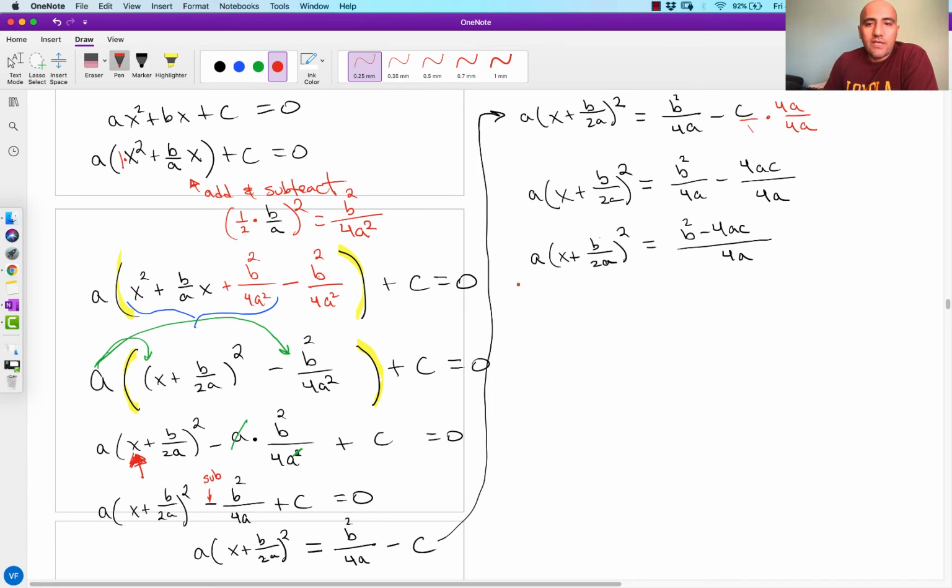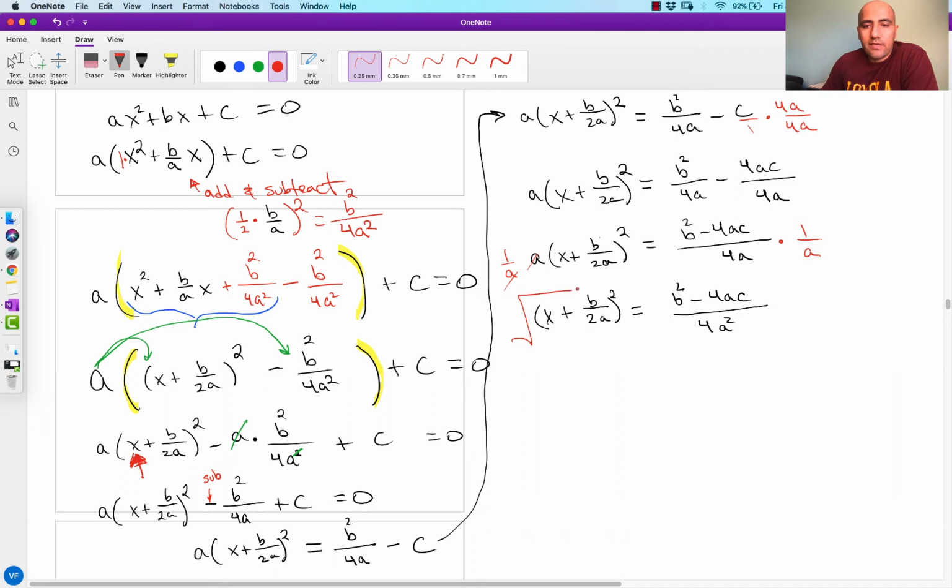I'm going to multiply both sides of the equal sign by 1 over a. On the left-hand side, that cancels with that. On the right-hand side, I can multiply by 1 over a. And so I'll end up with x plus b over 2a squared equals b squared minus 4ac all over 4a squared. And I think it's starting to look a little familiar. Next, I'm going to take the square root of both sides.